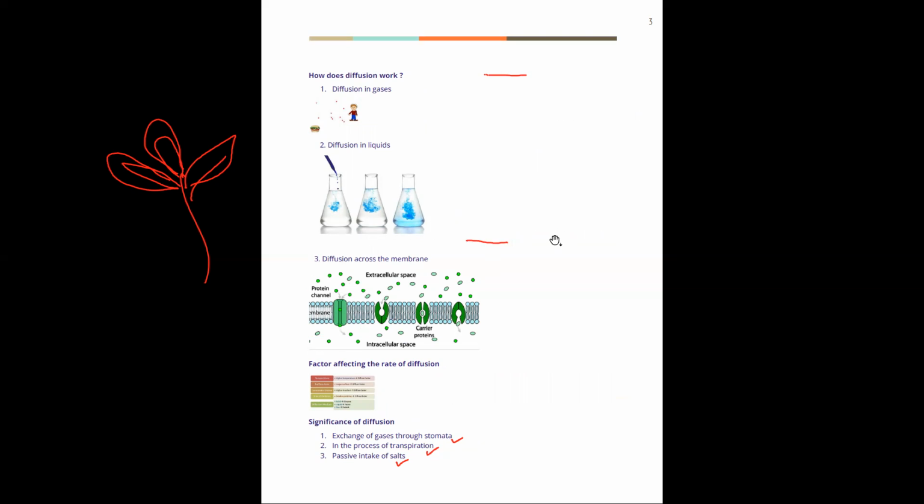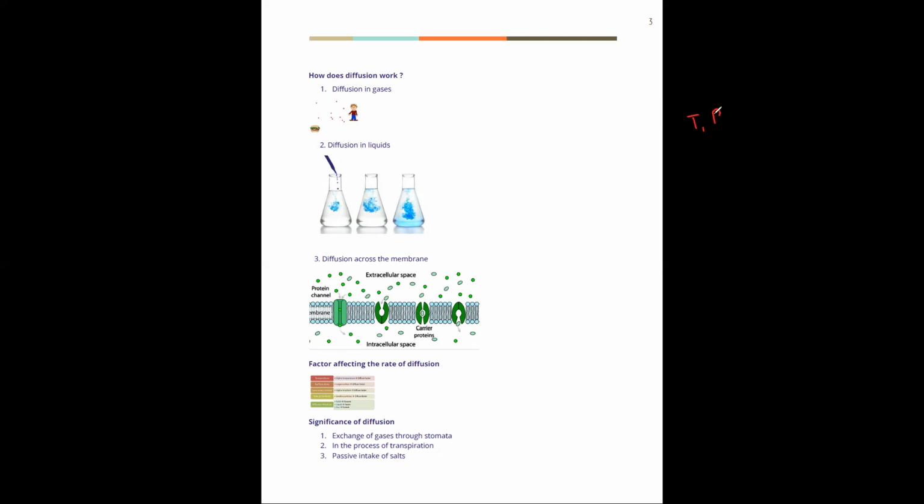There is also a small subtopic, factors affecting the rate of diffusion. The major factors affecting the rate of diffusion: the first factor is temperature. Do I have it written here? No, you all cannot see clearly. Okay, let me just write. The first factor is temperature.